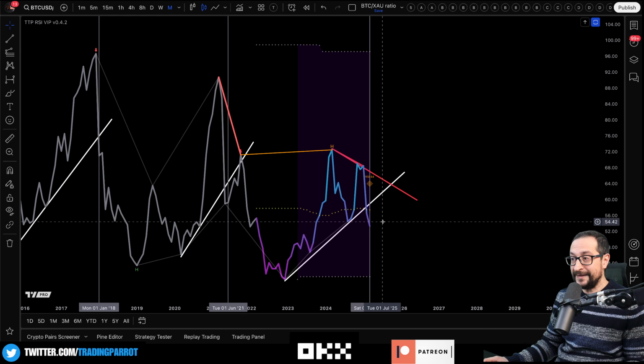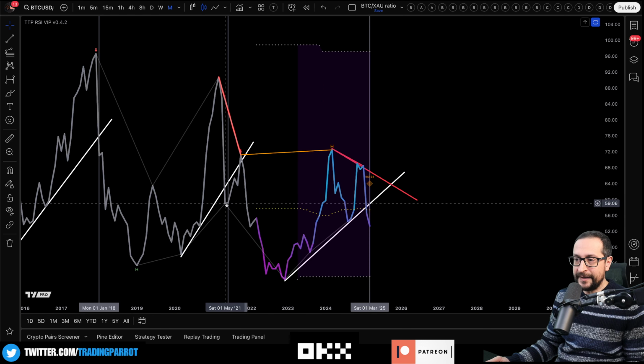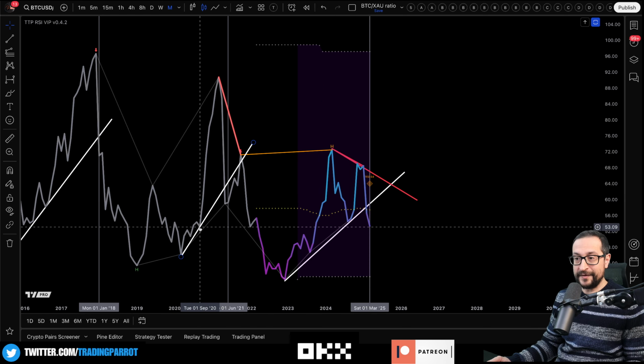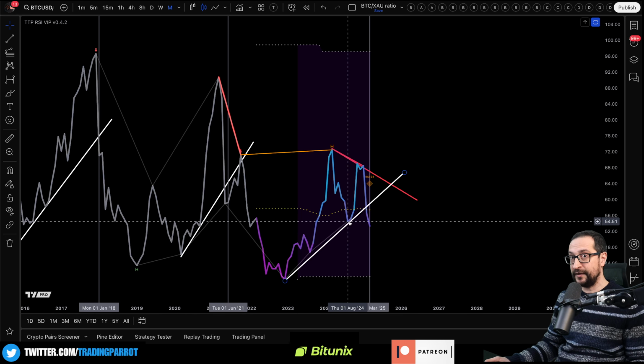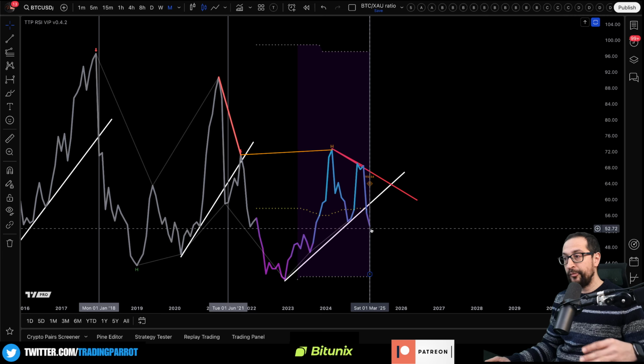Think about this. This is already stretching it a lot. This low, yeah, it was low, but it was higher than the previous lows. This low already broke fully the structure. Lower high, lower low, breakdown.